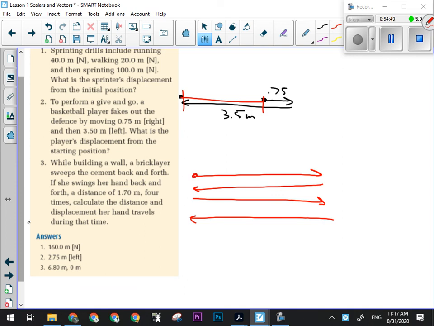I can't put those on top of each other, you can't see them, but they're right on top of each other, so she ended up back where she started. What's her distance? 1.70 times 4, right, she did it 4 times, which will give us 6.80 meters. So our distance is 6.80 meters, but the trowel ends up back where it started at the initial position, so the total displacement is 0. Is that making sense to everybody?